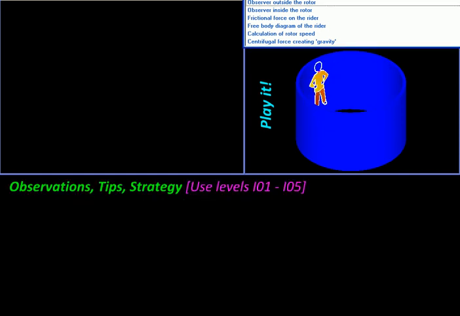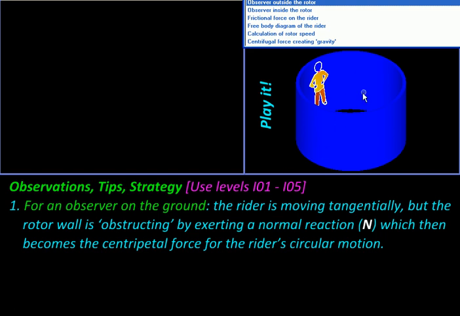Let us analyze this situation from 2 points of view. First, for an observer outside the rotor, the rider is trying to move straight in a tangential direction, but the rotor wall is obstructing that motion, and it is compelling the rider to change the direction by exerting the normal reaction. So the normal reaction causes change in direction and ultimately circular motion. So it is playing a role of the centripetal force.